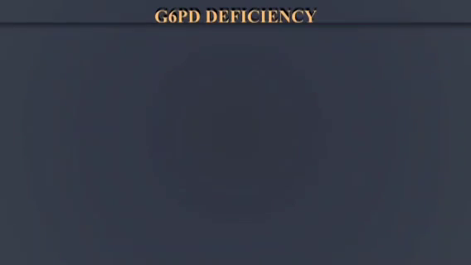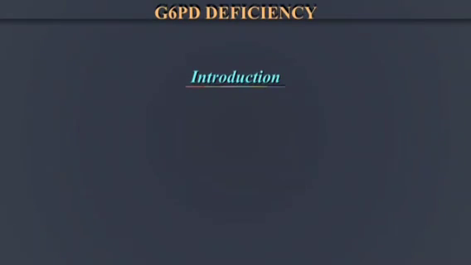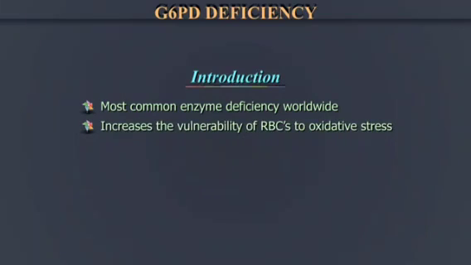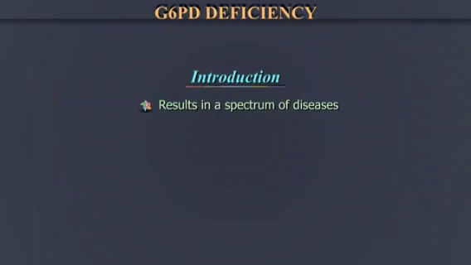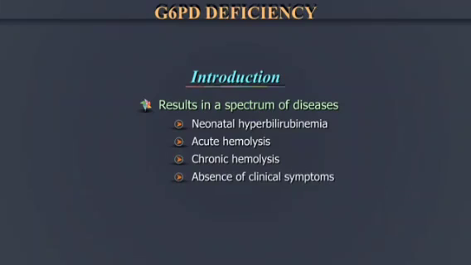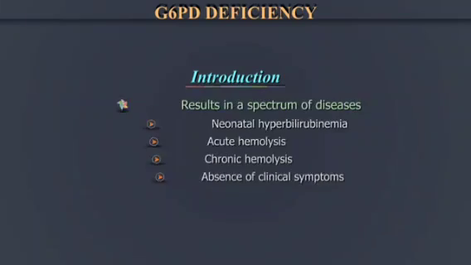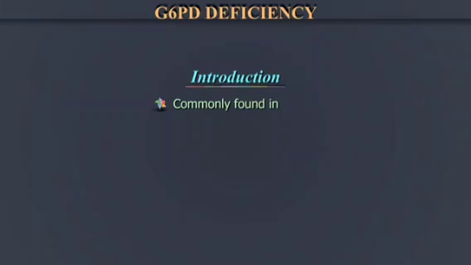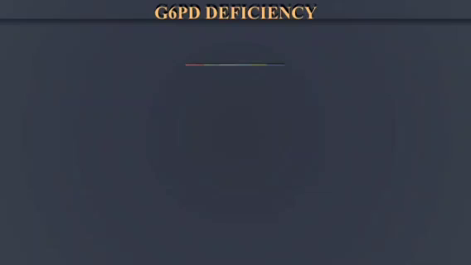G6PD Deficiency. Introduction. Glucose 6-phosphate dehydrogenase deficiency, or G6PD, is the most common enzyme deficiency worldwide. It increases the vulnerability of RBCs to oxidative stress, resulting in a spectrum of disease which includes neonatal hyperbilirubinemia, acute hemolysis, chronic hemolysis, or absence of clinical symptoms.